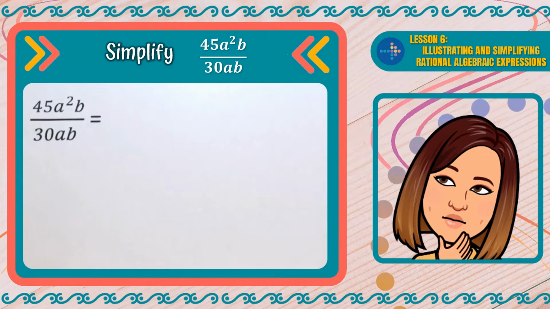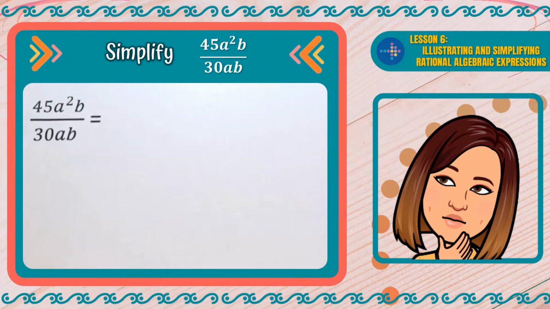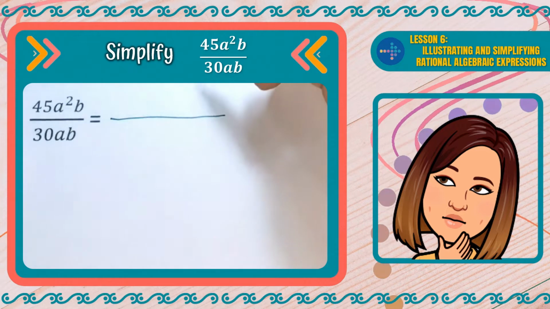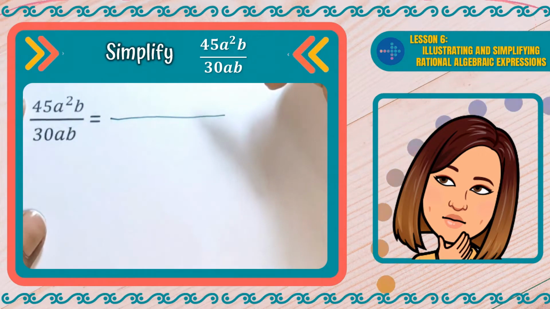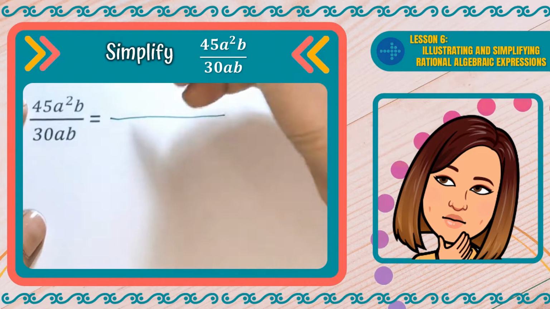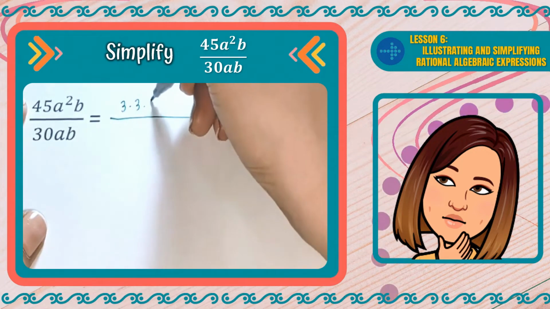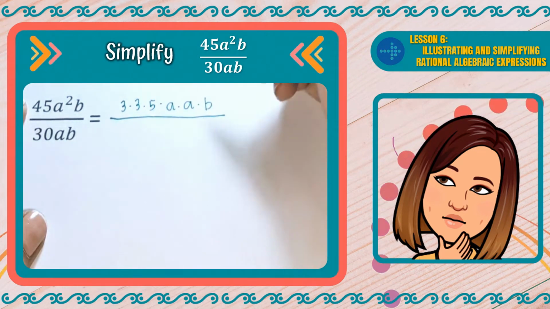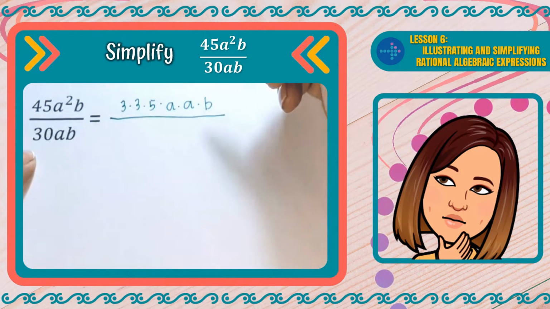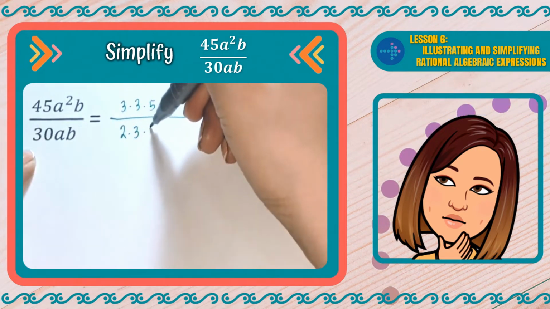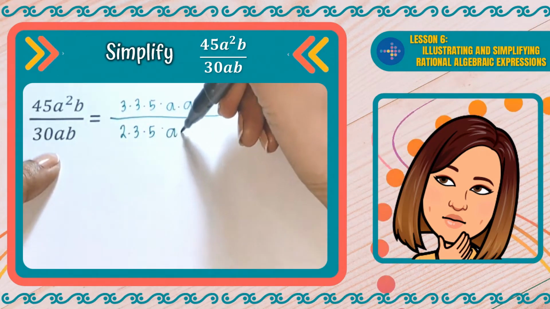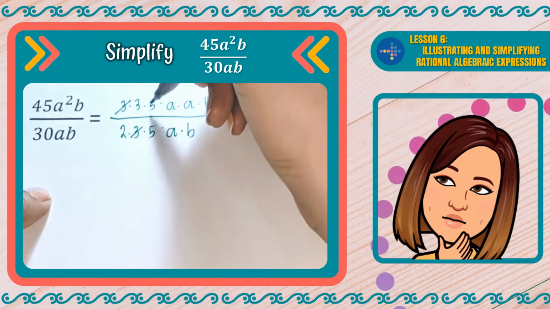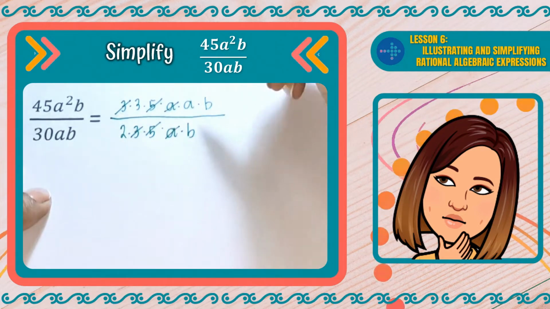The given is 45a squared b over 30ab. So, factor the numerator and the denominator. So, for the numerator, we have 45a squared b. So, we have 3 times 3 times 5. A squared, we have a times a, then b. For the denominator 30ab, we have 2 times 3 times 5, then a, then b. Cancel common factors, we have 3, we have 5, we have a, and b.